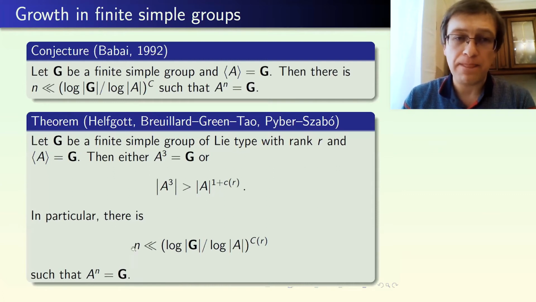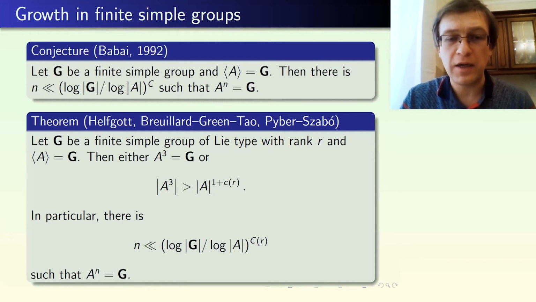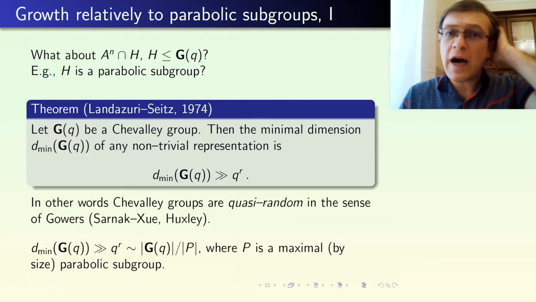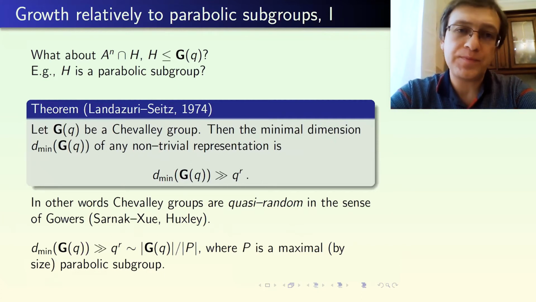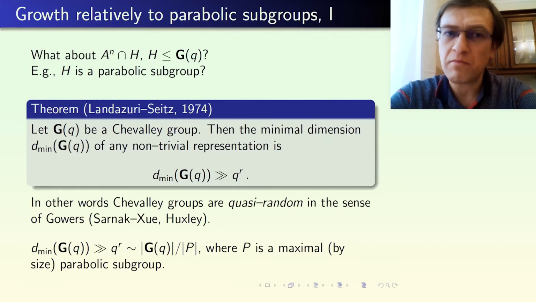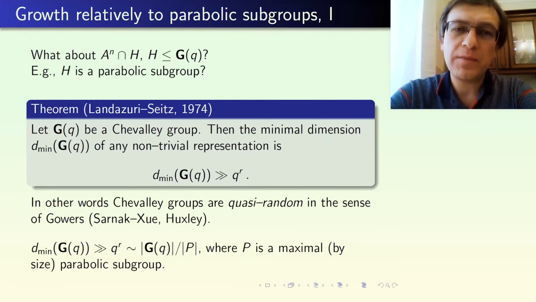The only bad thing concerning this result is that this power C depends on the rank, but for finite rank, as in SL2, it's not important. So in SL2, the conjecture of Babai takes place. So the aim of my talk is another problem, which can be formulated more easily.